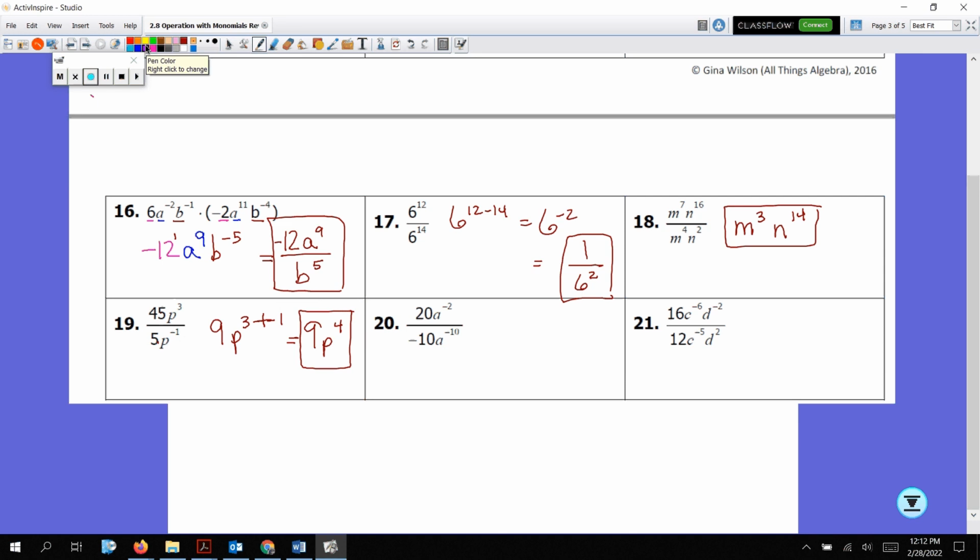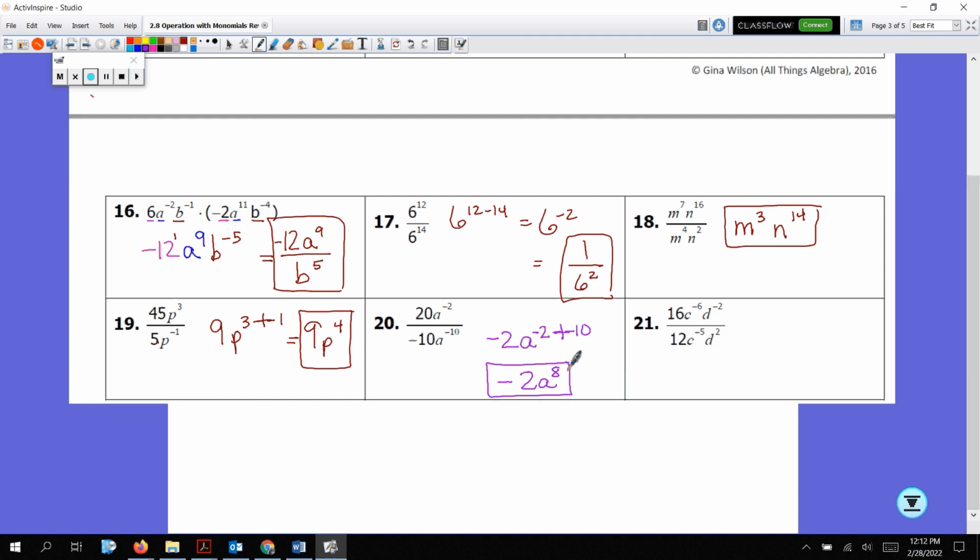In number 20, I'm dividing 20 by negative 10. That gives me negative 2. Then I have a to the negative second minus negative 10. Again, that changes to addition. That gives me negative 2, a to the 8th power.